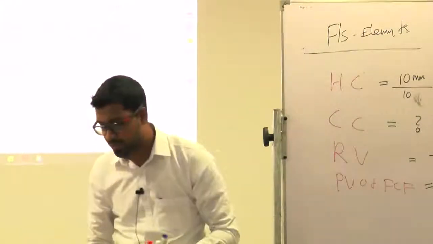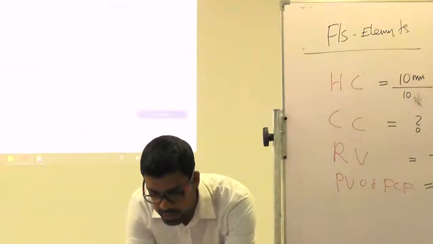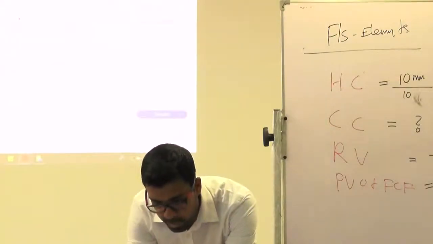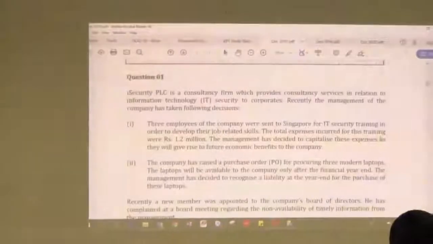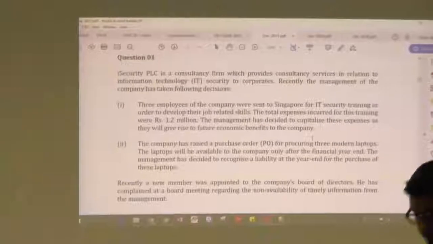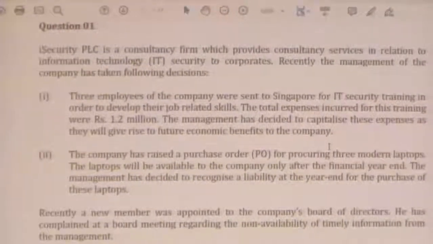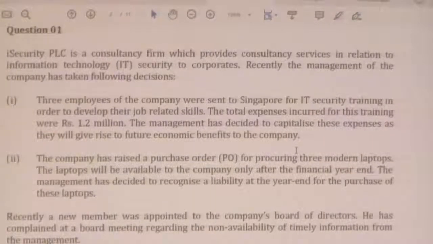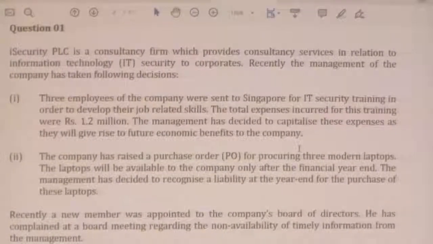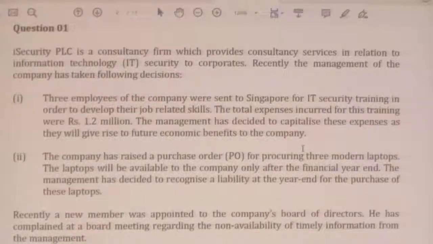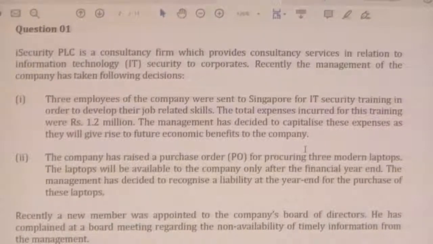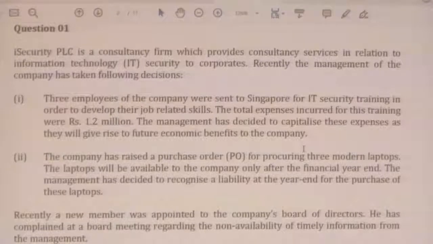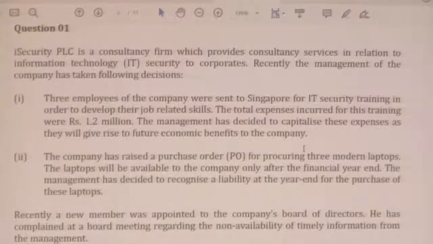December 2015, question number 1. Read it. iSecurity PLC is a consultancy firm which provides consultancy services in relation to information technology, IT, security to corporates. Recently, the management of the company has taken the following decisions.